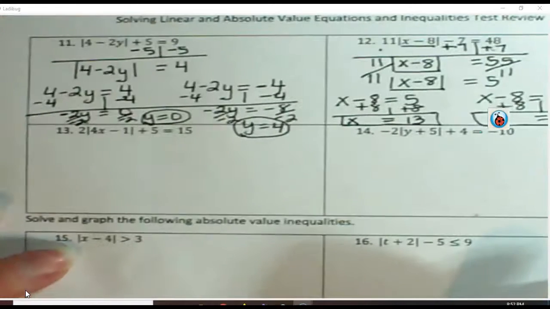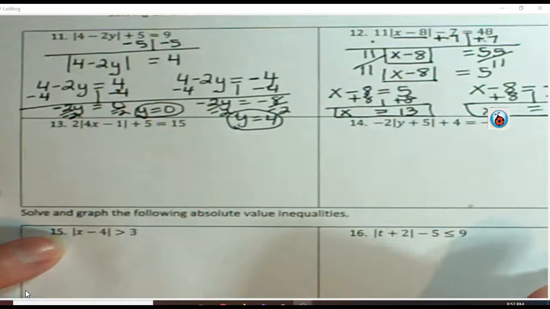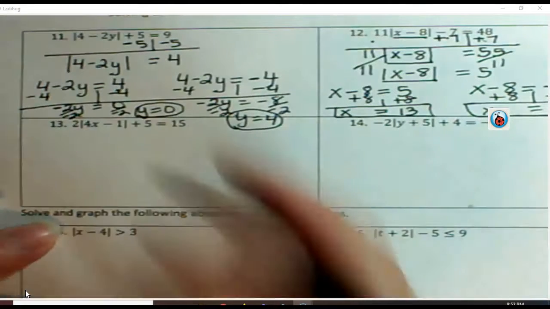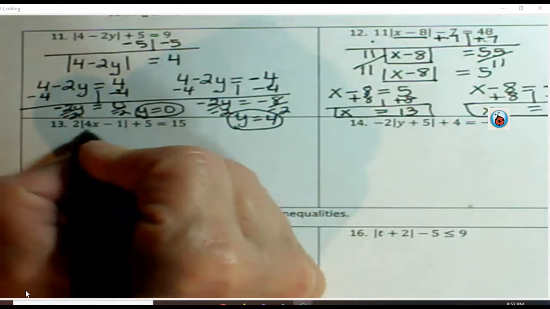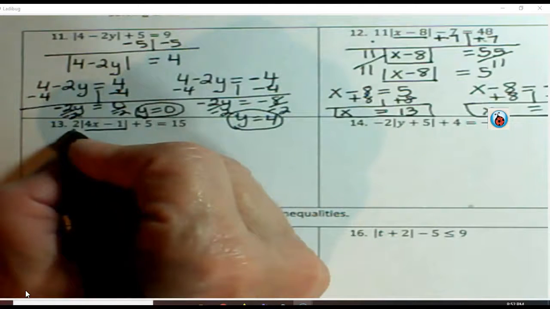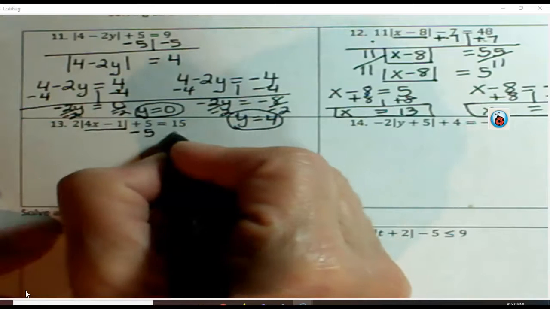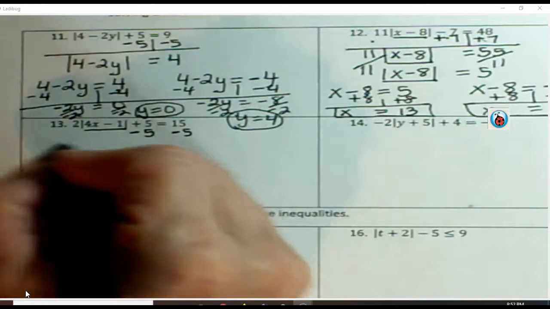Okay, let's go on to number 13. Remember, you can pause anytime. So if it seems like I'm going too fast, pause it, write it down, check out what I'm doing. Okay, this absolute value bar is not isolated. We've got a plus 5, and we also have a 2 here. So we're going to start with getting rid of the add subtract. So this time we have to subtract because that was a positive 5.